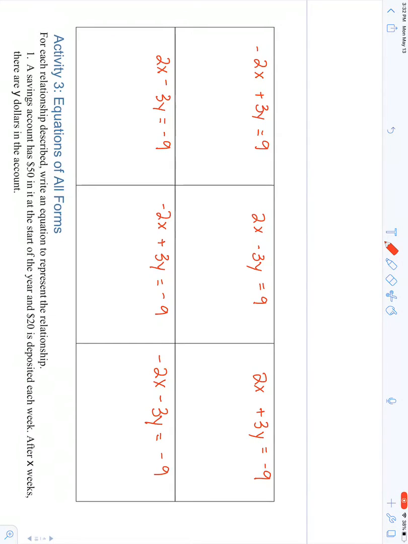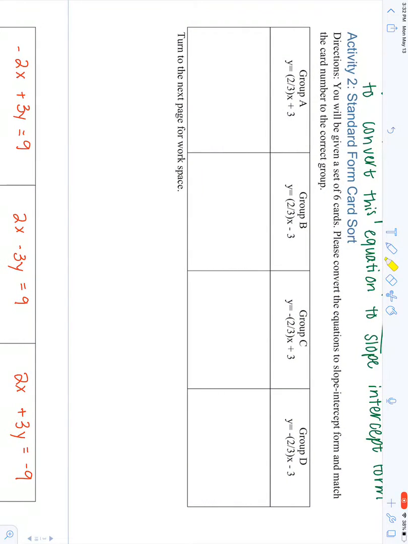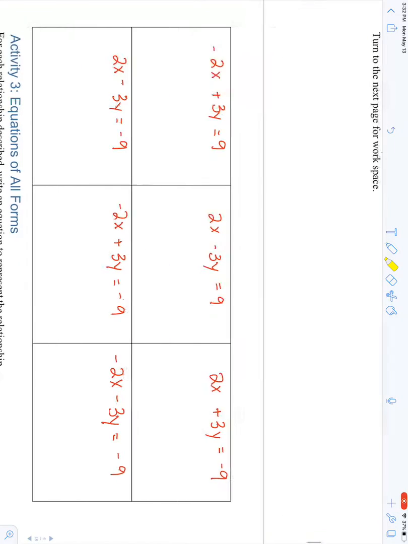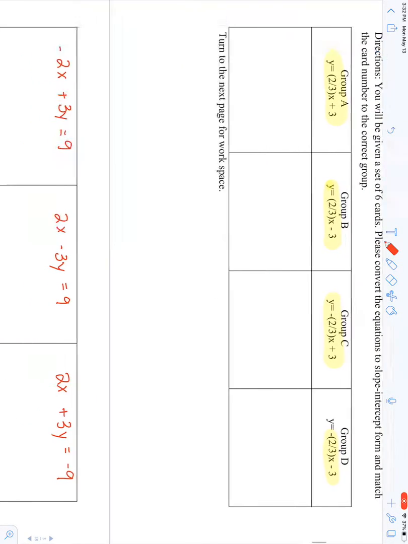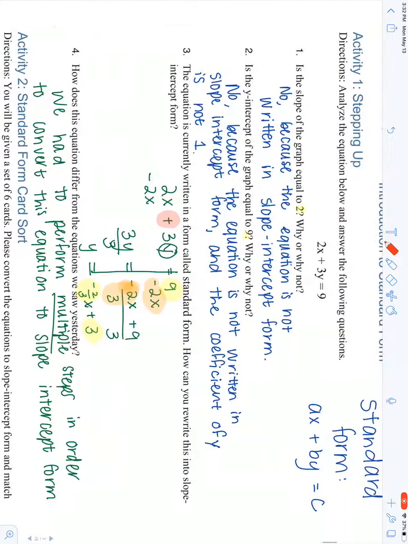So these equations are all very, very similar, but they are very, very different because when we convert these, they will be one of these four equations. Either 2/3 x plus 3, 2/3 x minus 3, negative 2/3 x plus 3, or negative 2/3 x minus 3. So we're going to convert these and then put them in here. What we can call to make sorting easier, we'll call this card A, card B, card C, card D, card E, and card F.